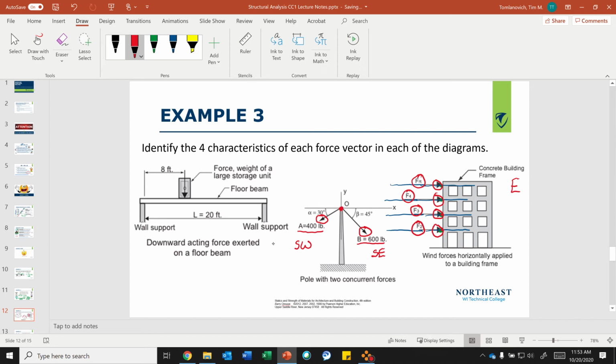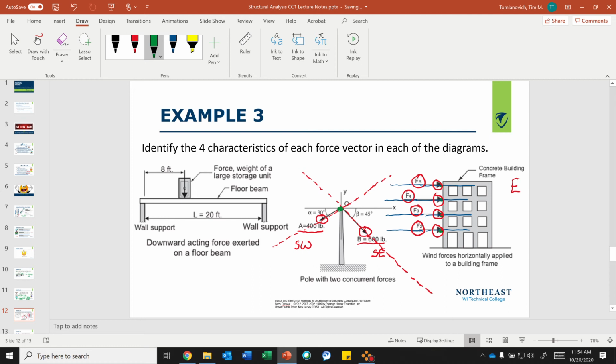Because if you look, the line of application, the line of action, do they intersect at a common point? If I project the shaft of the arrowhead, they come to a common point. Okay, because due to the principle of transmissibility, this is my point of application at point O, and then my line of action for force vector A is 30 degrees from horizontal and 45 degrees from horizontal for force vector B.